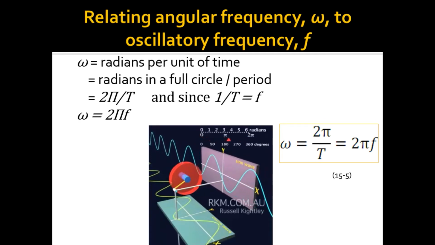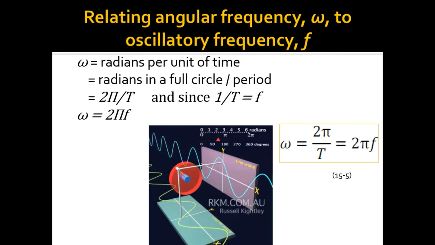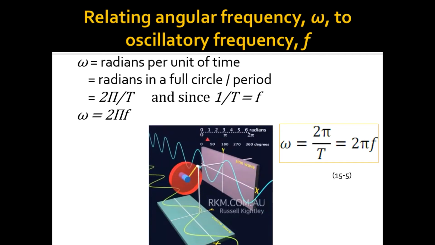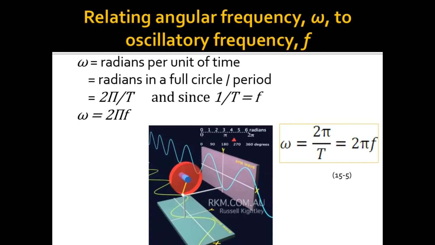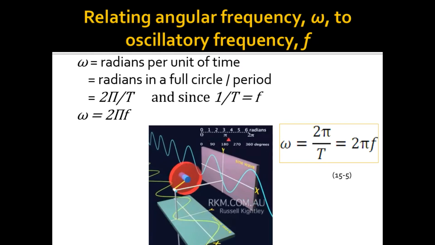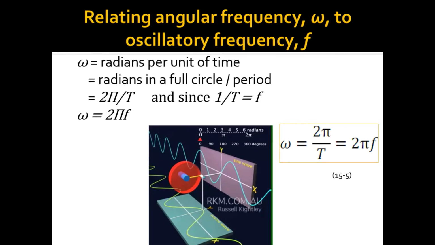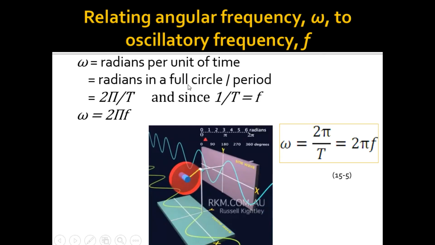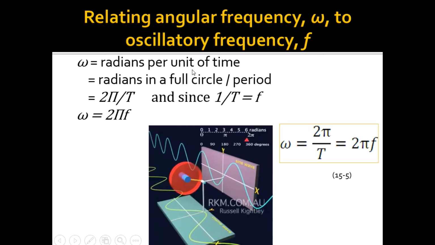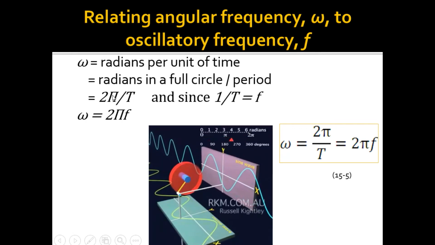So you know that there are 2 pi radians in one rotation of a circle. One time around a circle is 2 pi radians. So if I go through one complete cycle of the sine wave, I also go through one complete rotation of the circle, which is 2 pi radians. So we can describe the position on the sine wave by the position of the circle in radians. So radians in a full circle divided by the period is the radians per unit of time. So the ratio of the radians to the time.